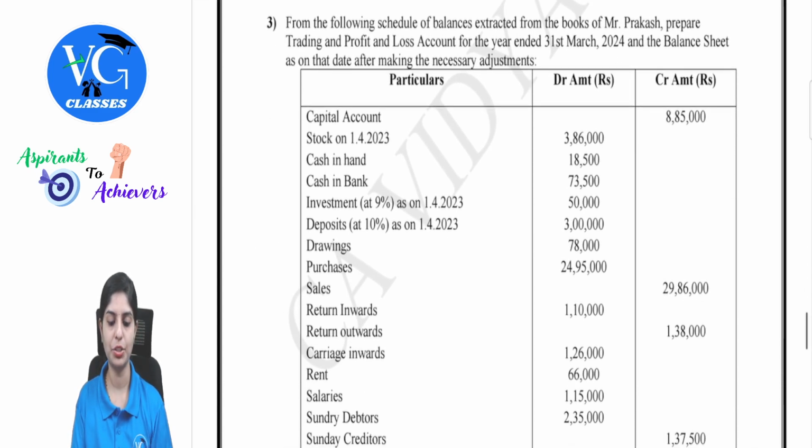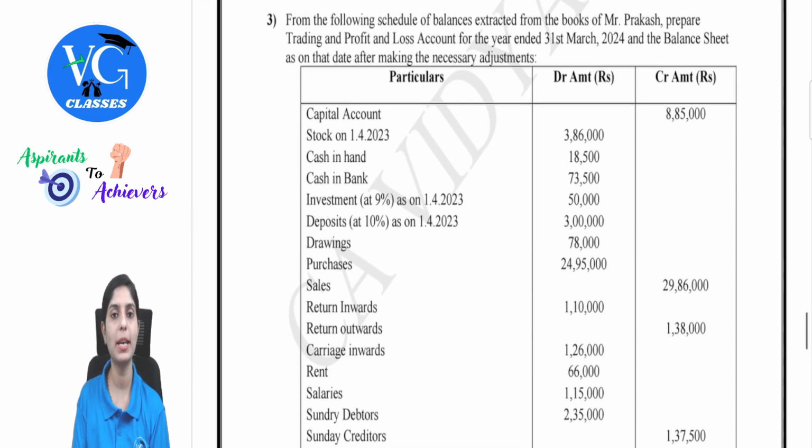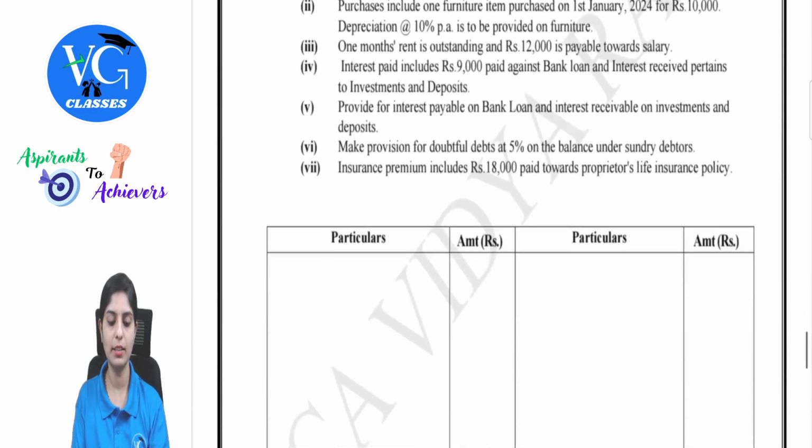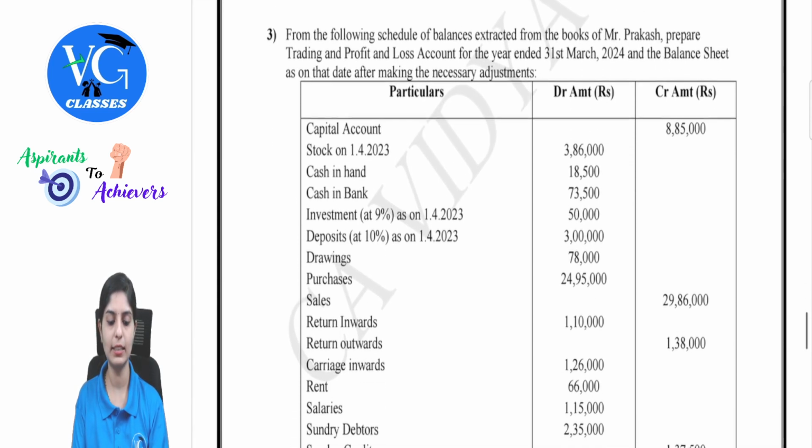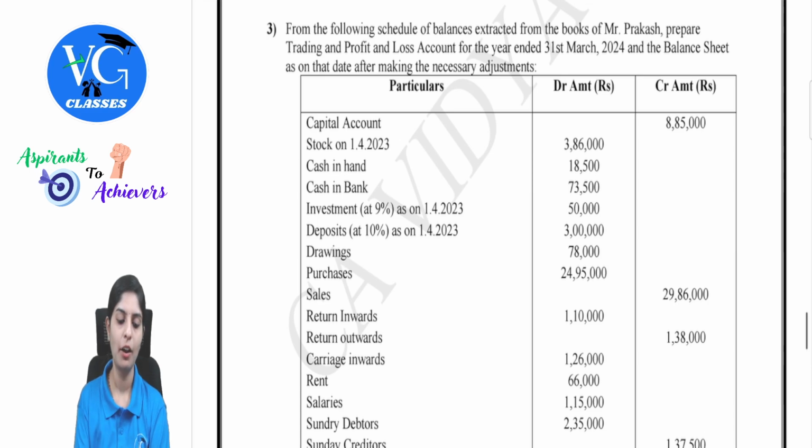Moving on to the next question. The next two questions become very important, guys, because this is how the full-fledged questions come in the exams. This is also an exam question already asked for 15 marks. So let's understand this properly. From the following schedule of balances extracted from the books of Mr. Prakash, prepare trading and profit and loss for the year ended 31st March 2024 and the balance sheet as on that date after making the necessary adjustments.